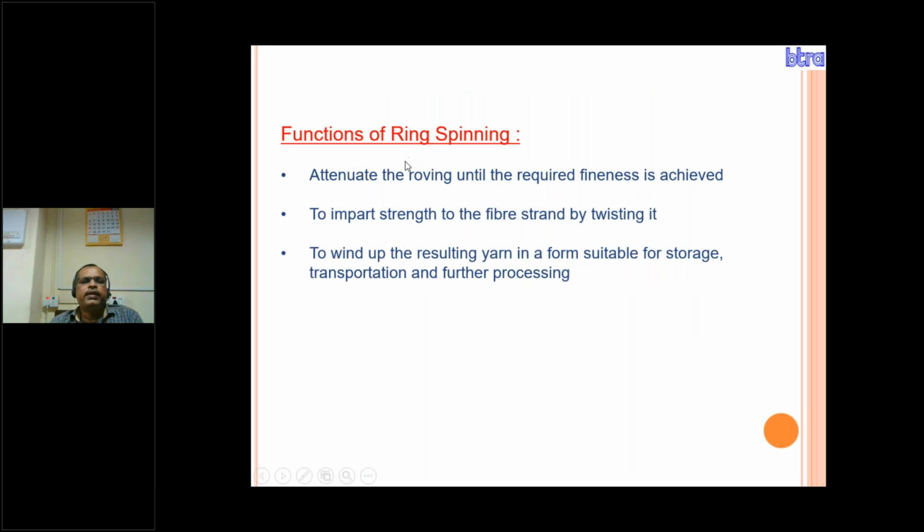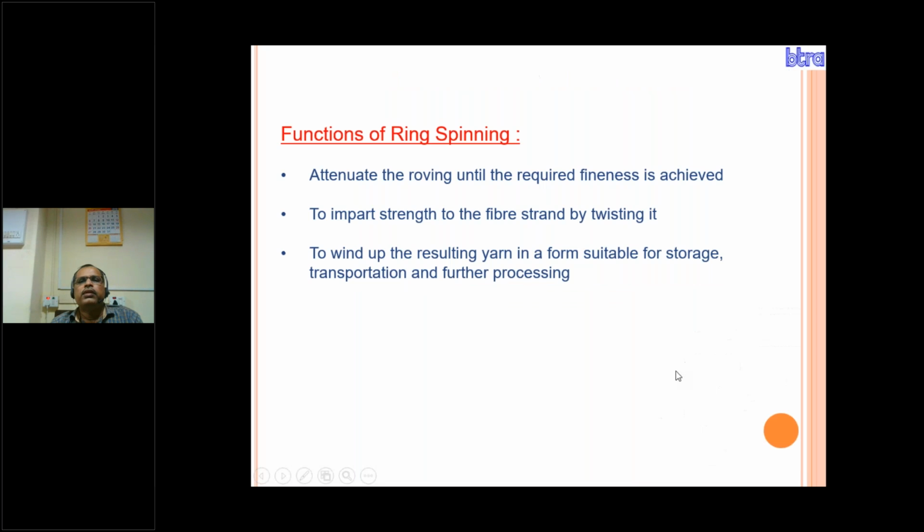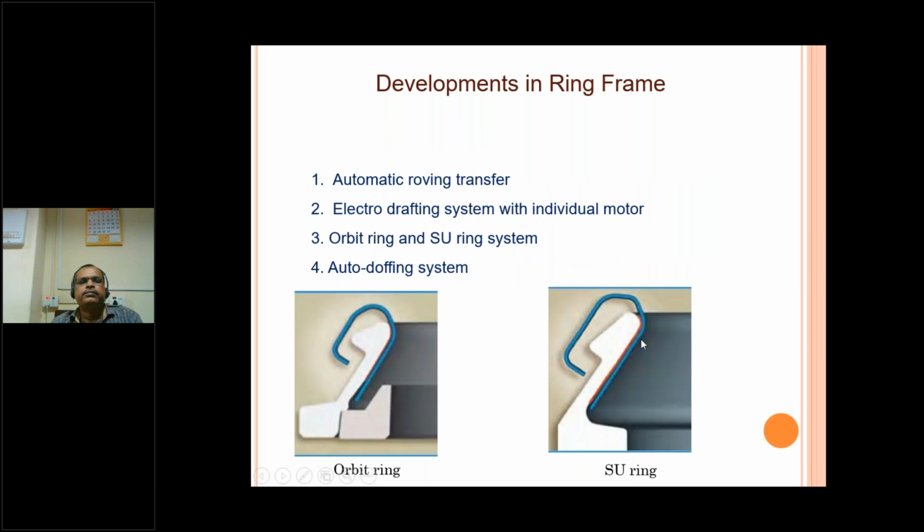The function of ring spinning is to attenuate the roving until the required fineness is achieved. Whatever fineness we need in the yarn, we will achieve here before the application of twist, by drafting. Then to impart strength to the fiber strand by twisting it, we have to apply the twist to make it stronger. Then to wind up the resulting yarn in a form suitable for storage, transportation and further processing. Here one limitation is the package is very small, so we have to make it a bigger package.